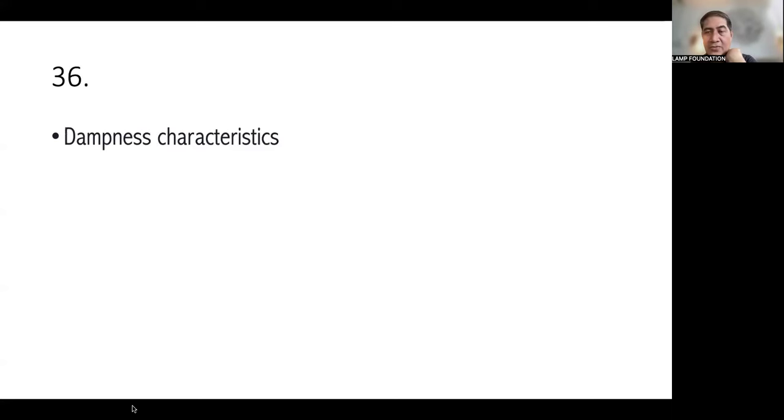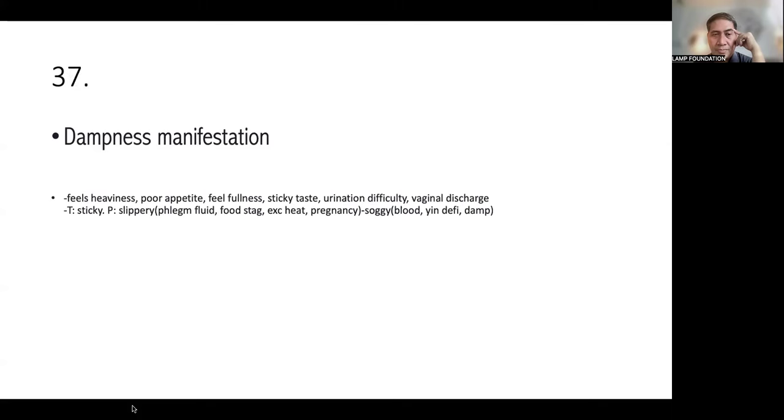What are the characteristics of dampness? Mention four. Yin, heavy, dirty, and sticky. Great. Manifestations of dampness: feel heaviness, poor appetite, feel fullness, sticky taste, urination difficulty, vaginal discharge. Tongue is sticky, pulse is slippery due to phlegm, fluid, food stagnation, excess heat, pregnancy. Also soggy because of dampness.